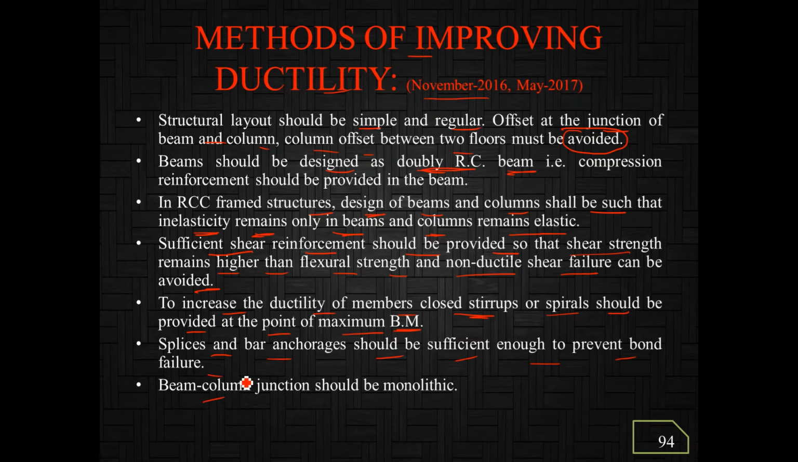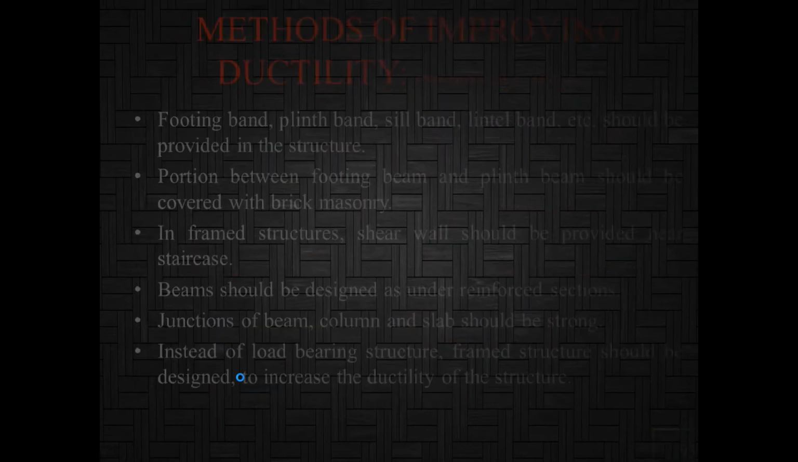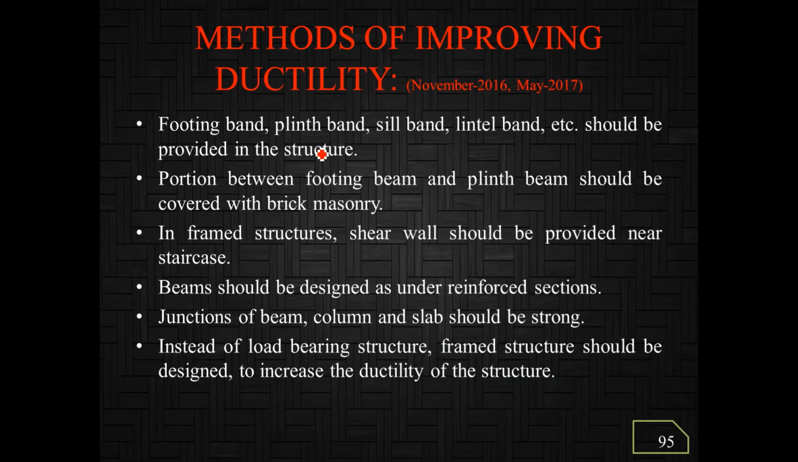Beam column junctions should be monolithic. Footing band, plinth band, sill band, lintel band, etc. should be provided in the structure. The portion between footing beam and plinth beam should be covered with brick masonry. In a frame structure, a shear wall should be provided near the staircase. Beam should be designed as an under-reinforced section. The junction of beam, column and slab should be strong. Instead of a long bearing structure, a frame structure should be designed to increase the ductility of the structure.